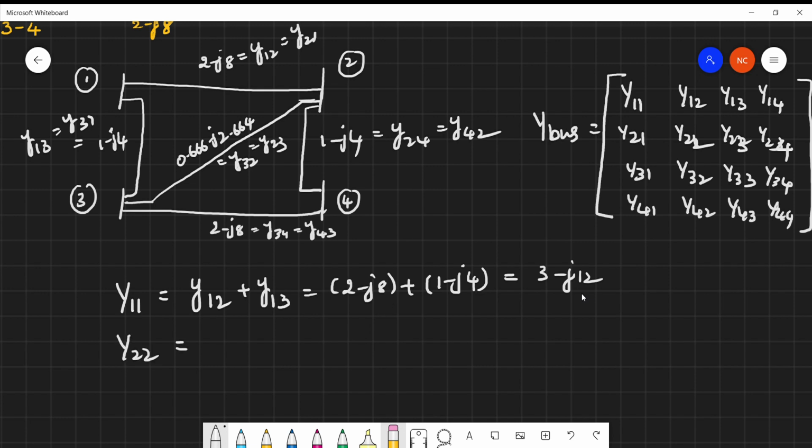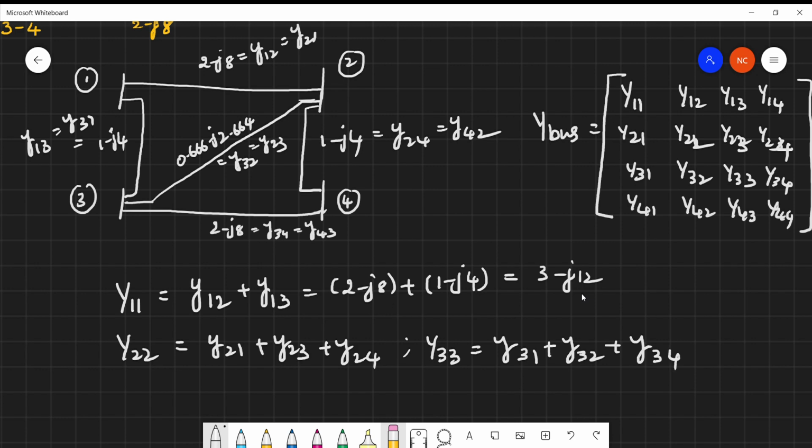For Y22, it has to be Y21 plus Y23 plus Y24. Similarly, Y33 will be Y31 plus Y32 plus Y34. Next, Y44 can be Y43 plus Y42. All the admittances are given to you already, so you can do the calculations. In this way, we can find the diagonal elements. The off-diagonal elements are simple.